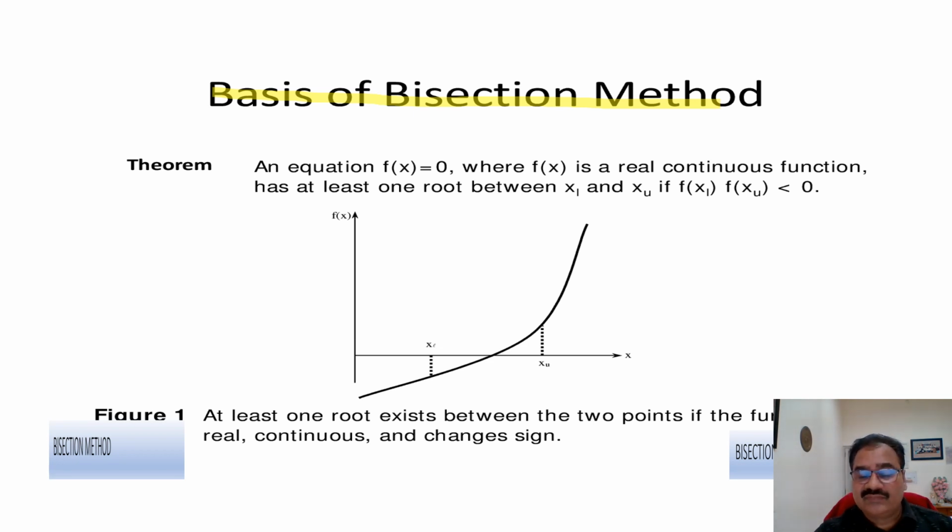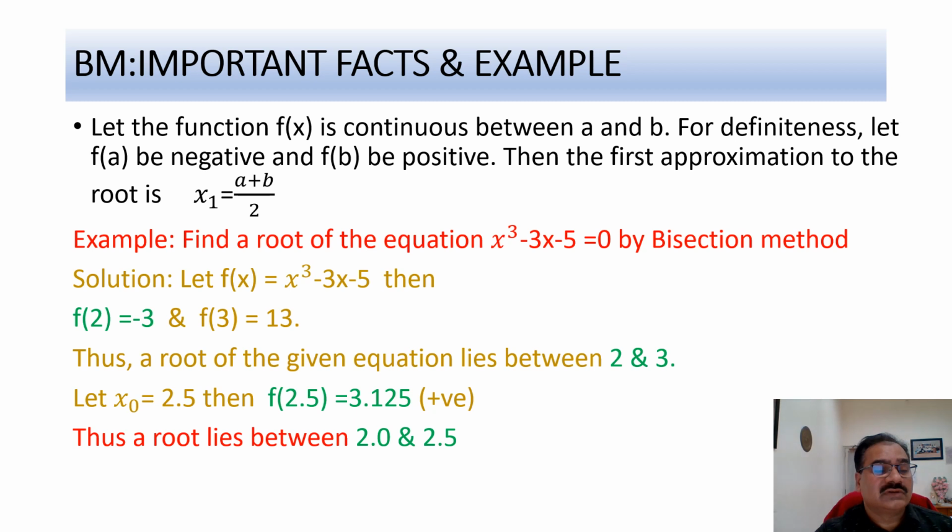So this is your graph, and it already crosses here. So how does it work? Just look at an example. This is the statement once again, in a simplified manner: let the function f(x) be continuous between a and b. For definiteness, let f(a) be negative and f(b) be positive. Then the first approximation to the root is x1 equals (a + b)/2.